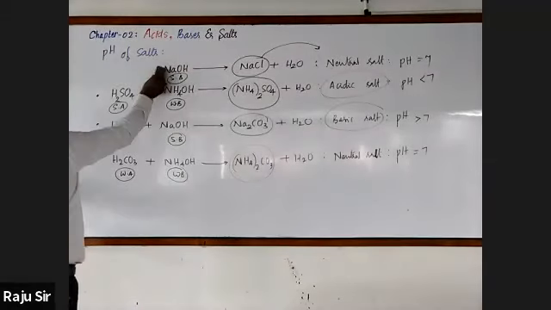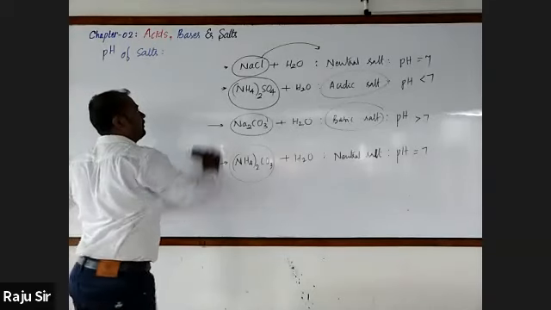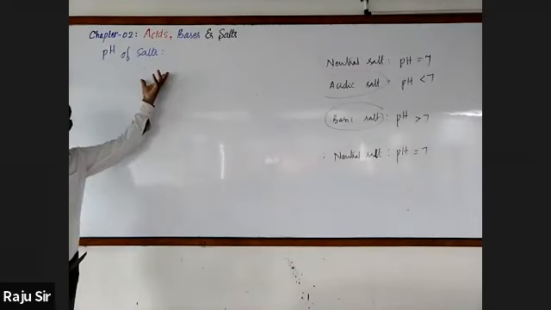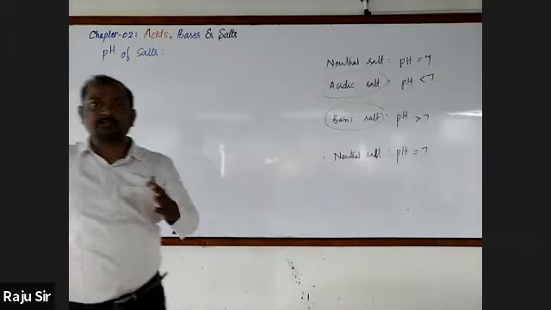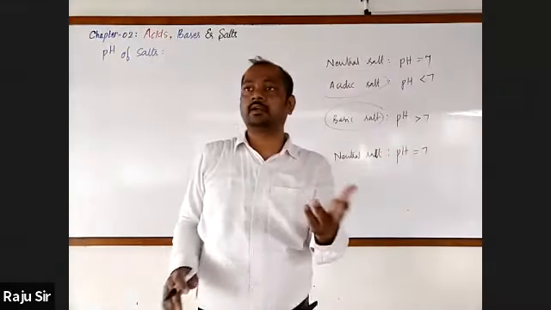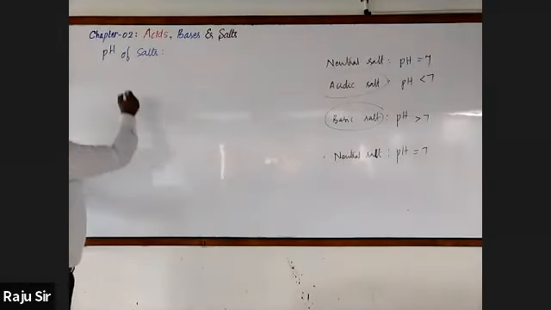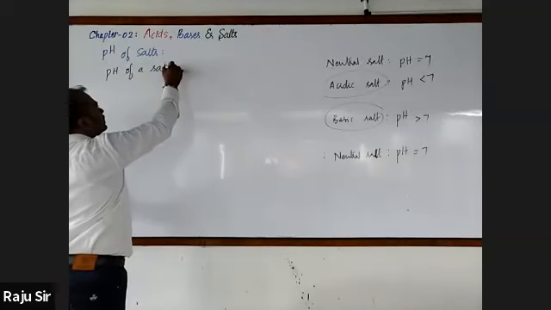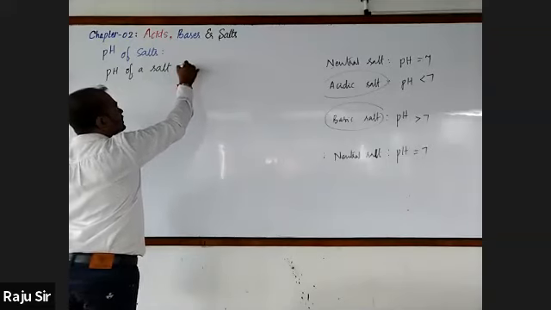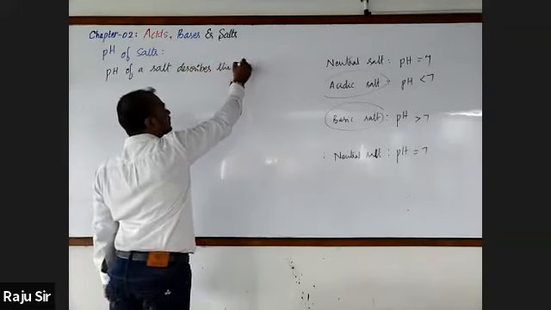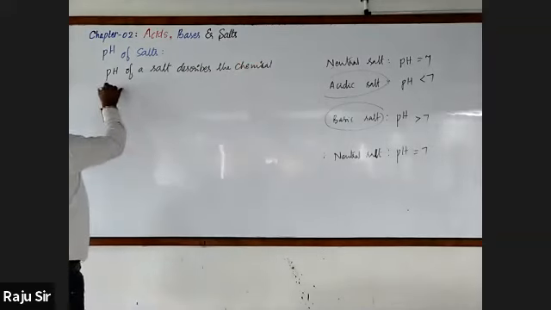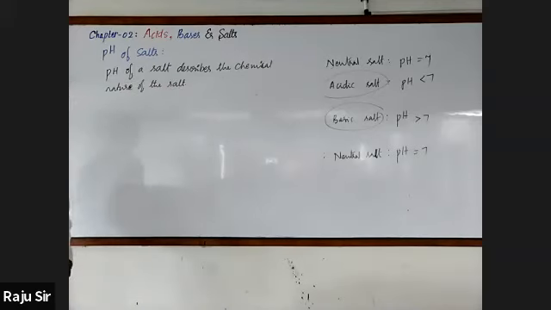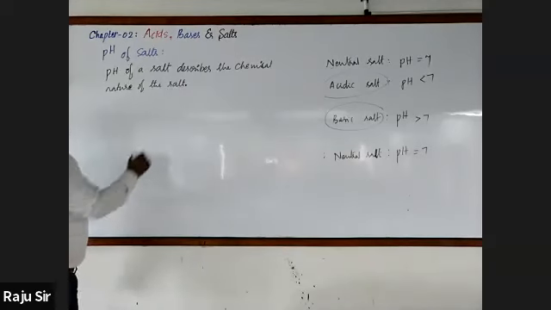Just below that, you write: pH of a salt will decide the chemical nature of the salt. It means it will give us information about whether it is an acidic salt, basic salt, or neutral salt. pH of a salt describes the chemical nature of the salt.